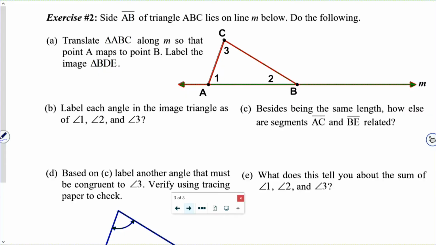Exercise number 2. Side AB of triangle ABC lies on line M below. Do the following. Letter A, translate triangle ABC along M so that point A maps to point B. Label the image triangle BDE.